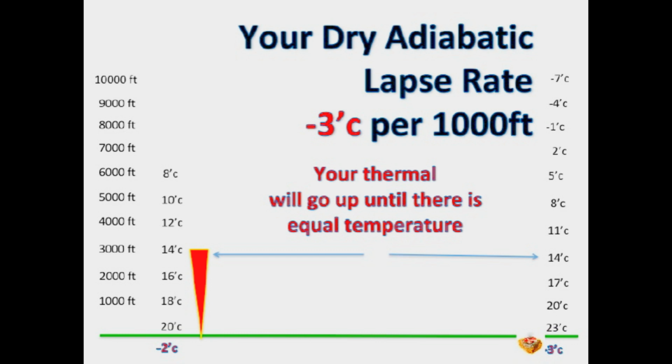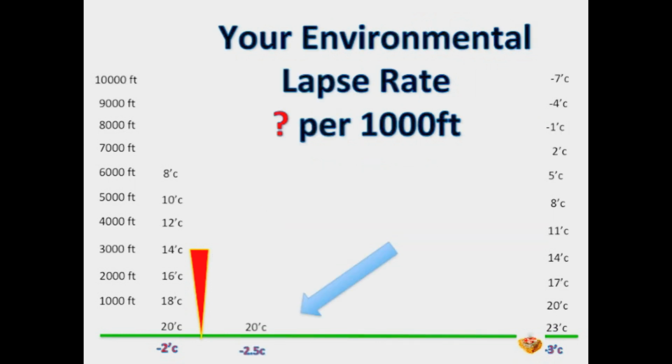Okay. All right. Well, let's do another one. Let's do another one where we are dealing with a 2.5. How about that? Okay, let's do that one. Okay, so we're going to have the same ground temperature at 20 degrees, but this time the air is going to cool 2.5 degrees per 1,000 feet, and then we're going to see how high the thermal climbs based on equal temperature, equal pressure at height.